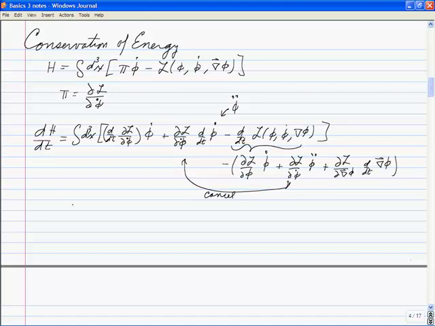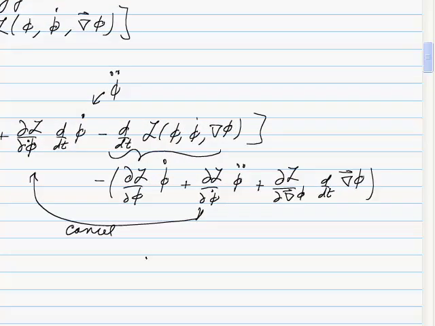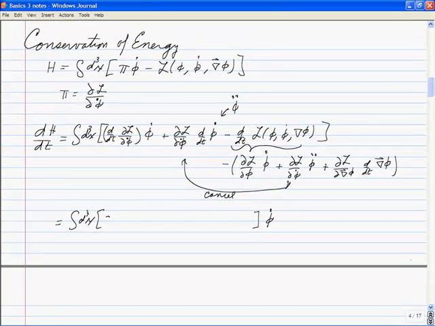Let me first write out the terms that are not the surface terms. So it's the integral d3x. We will see that everything comes out proportional to phi dot, so let's just pull that out. The first term is d by dt of dL/d phi dot.